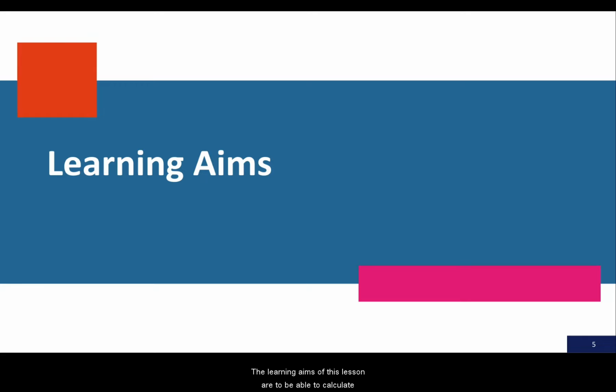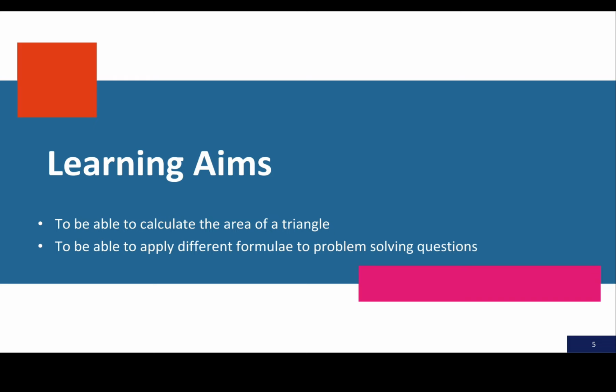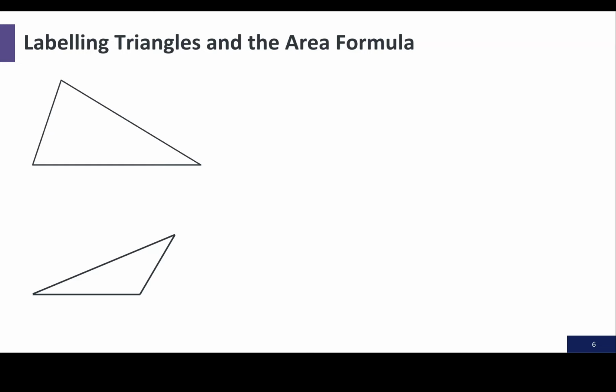The learning aims of this lesson are to be able to calculate the area of a triangle and to be able to apply different formulae to problem solving questions. As in the two previous videos, the first step is to label triangles correctly. I'm going to use the same labeling technique that was used in the sine video and cosine video.